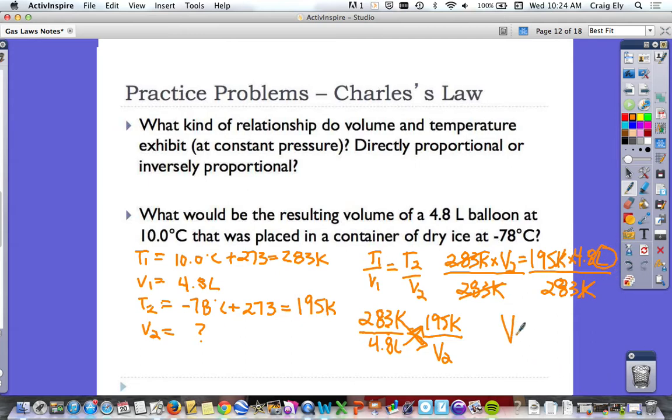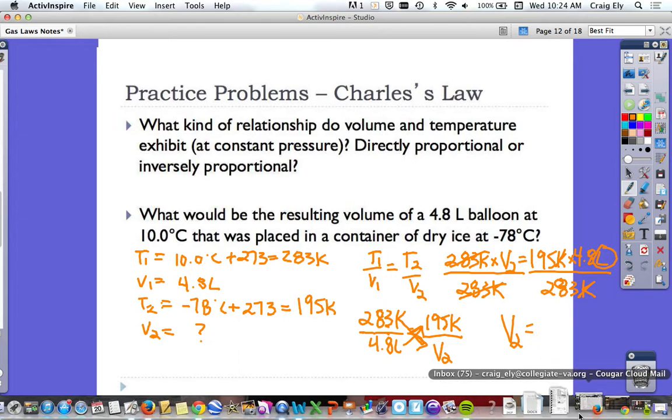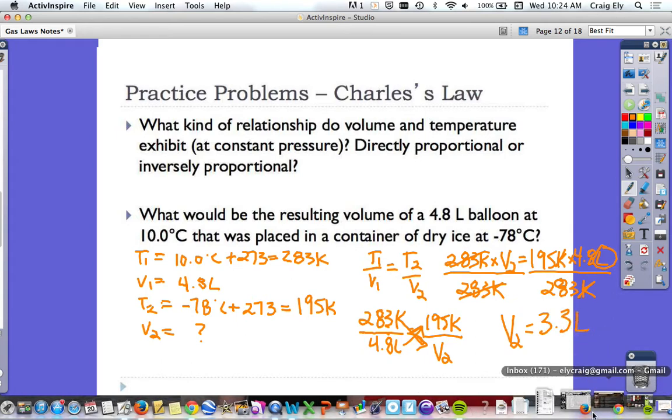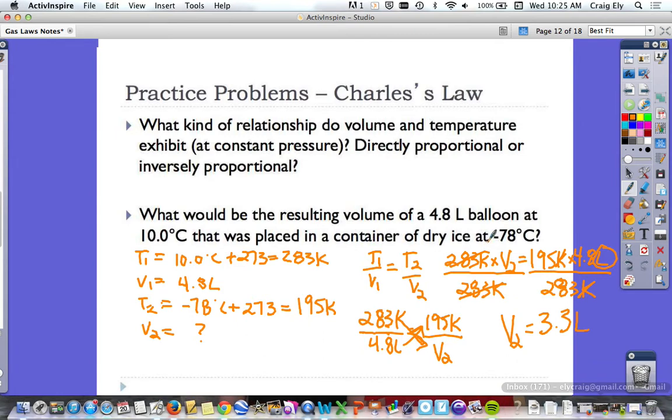So I know my second volume unit of measurement has to be liters, and when I calculate this, this gives me 3.3 liters. All right, and of course, if we want to do this with significant figures, this is in significant figures because I have 2 sig figs in my answer, and I had 2 sig figs in my first volume. We have 2 sig figs, so we're good there.